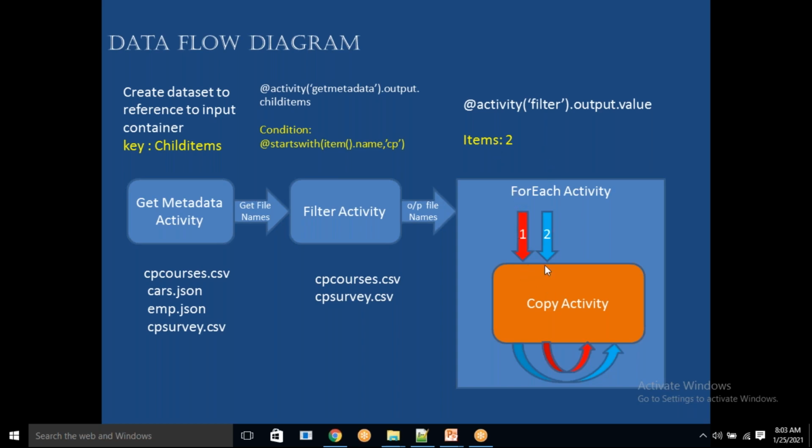Even if for each has given these 2 files at once, copy activity is going to execute twice, because for each file, copy activity is going to execute. If for each has given 2 files at once, meaning 2 copy activities are going to execute at a time inside this particular for each activity. Okay. Clear, friends, clear?